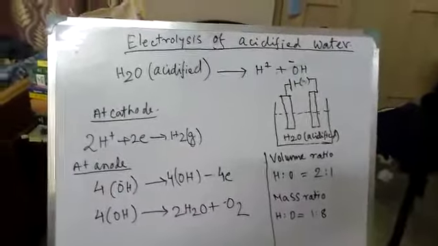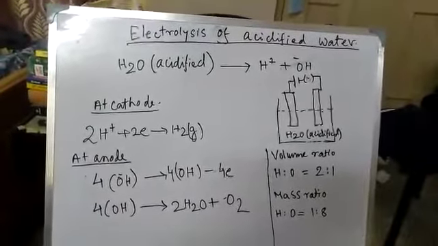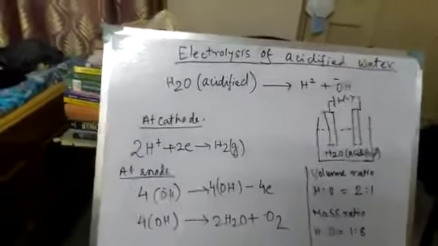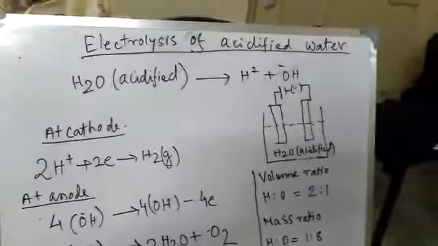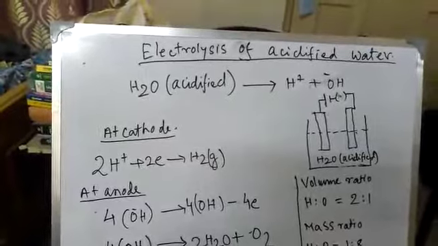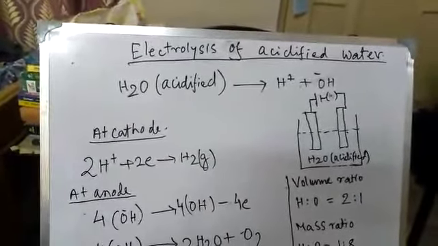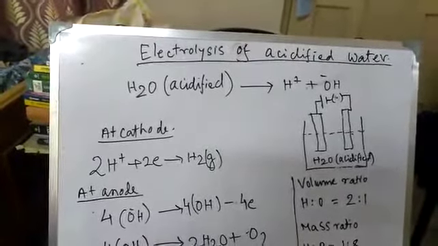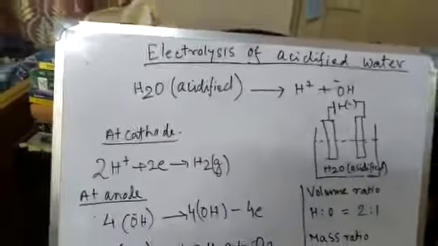Today we are going to learn about the electrolysis of acidified water. You know that pure water is not an electrolyte. It cannot conduct electricity, but when water is acidified or contaminated with salt or base, that water can split into ions. Here the acidified water is taken into this container.